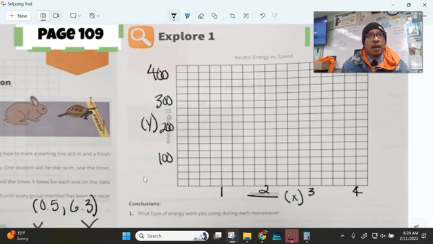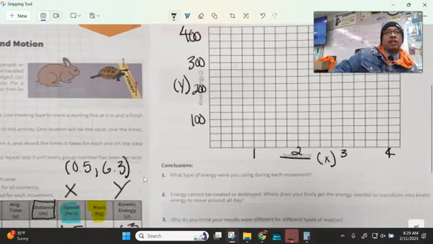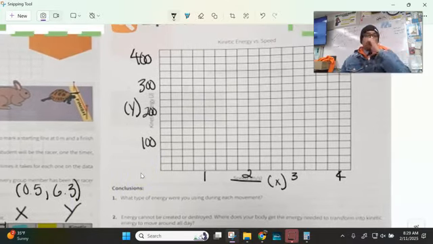Okay. Now, just to go, like this would be 25, 50, 75, 100. So each line on the y-axis is an increment of 25 joules for kinetic energy. So now it's time to just go ahead and start the graphing.